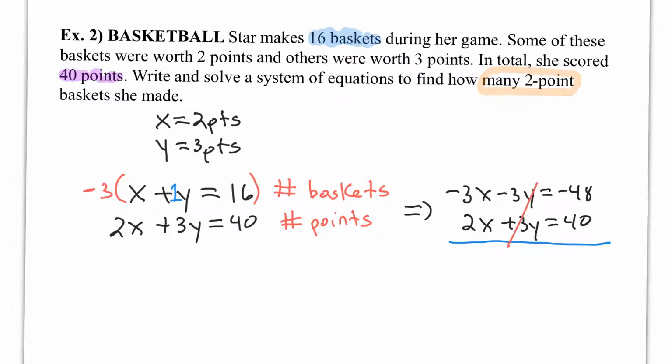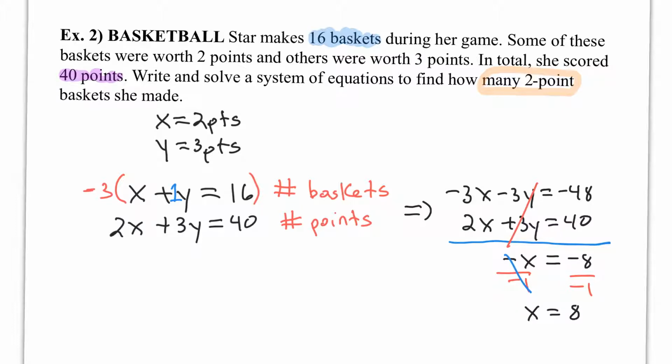So the y's cancel. Negative 3x plus 2x, that's going to be negative x. And on the other side, we get negative 8. You guys need to divide by negative 1 because x or the y cannot be negative. A variable cannot be negative. So that turns positive 1. And on the other side, we get a positive 8.